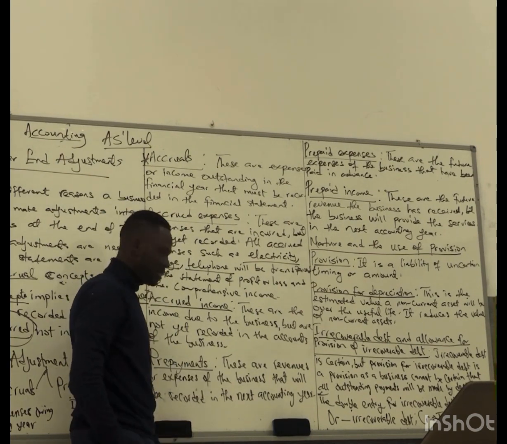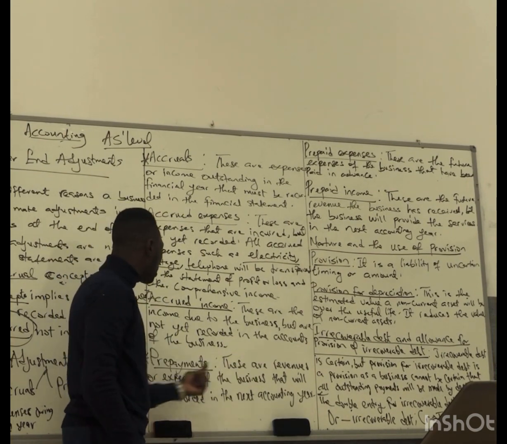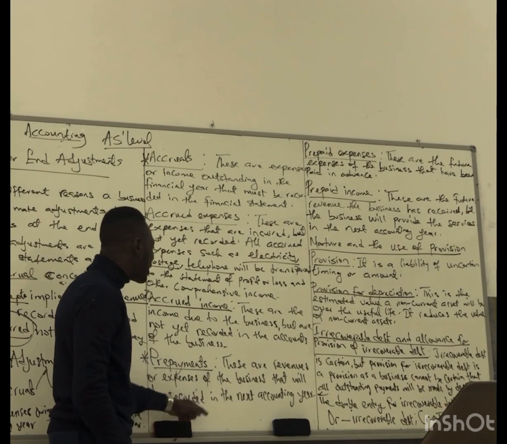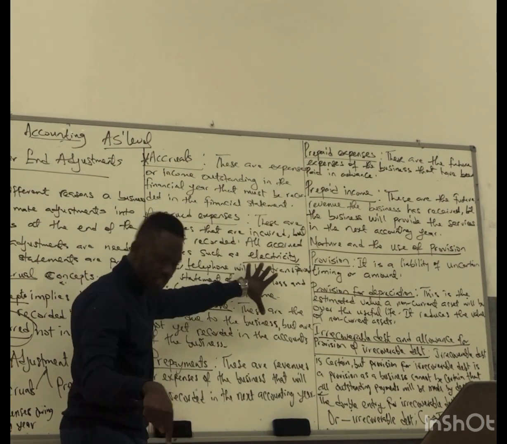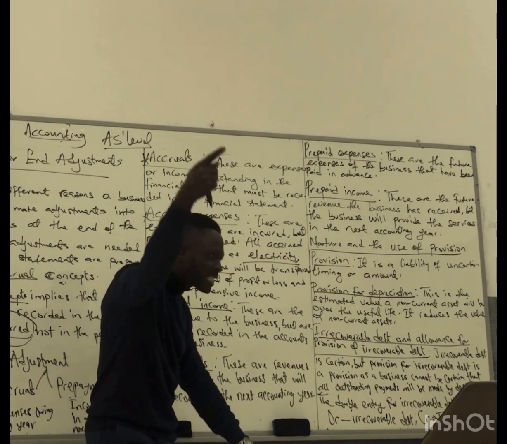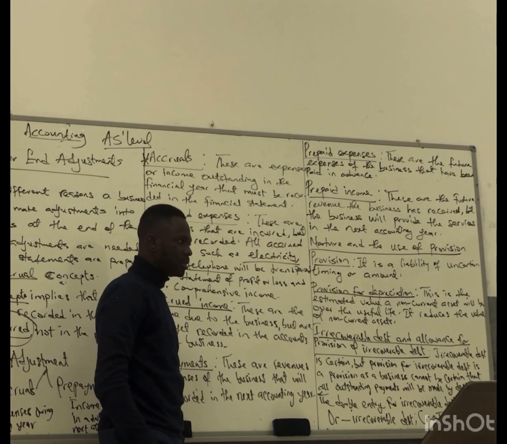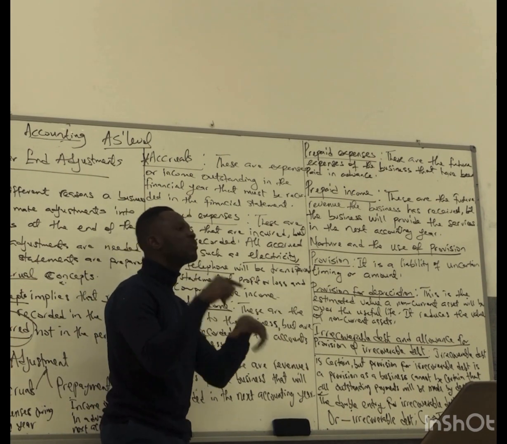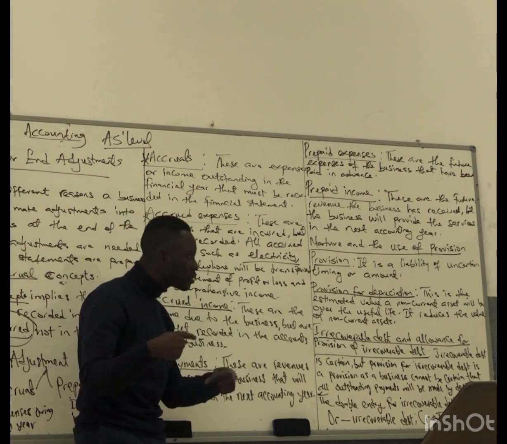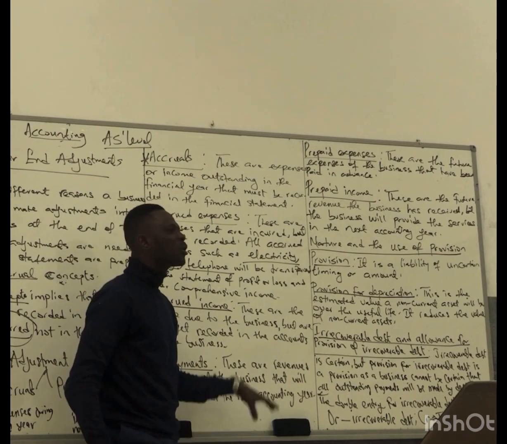Then we go to prepayments. For prepayment, these are revenues or expenses of the business that will be recorded in the next accounting year. This one goes for this year. Prepayment goes for the next accounting year. So we have incurred different expenses, but it's not going to count for us for this year. It's going to count in our books for the next accounting year. That's why we call it prepayments.